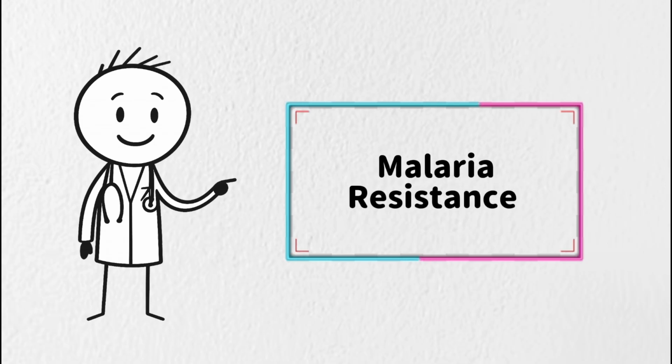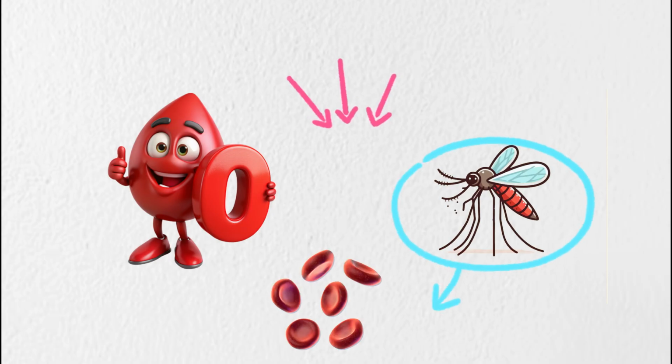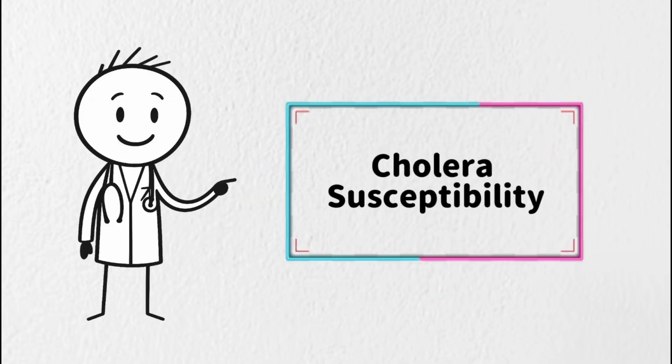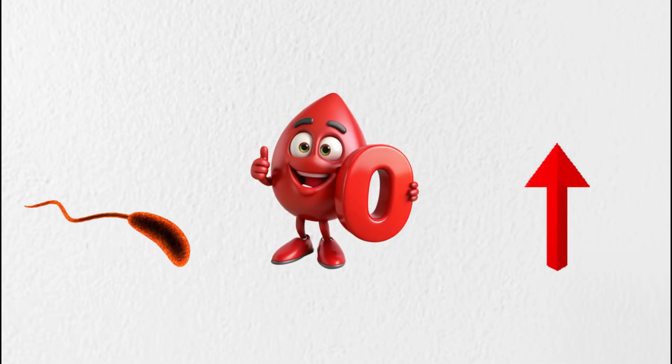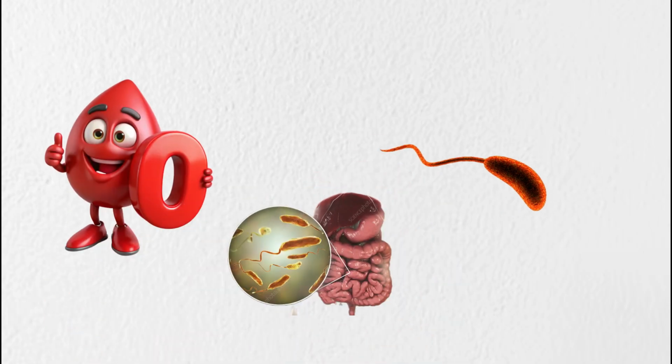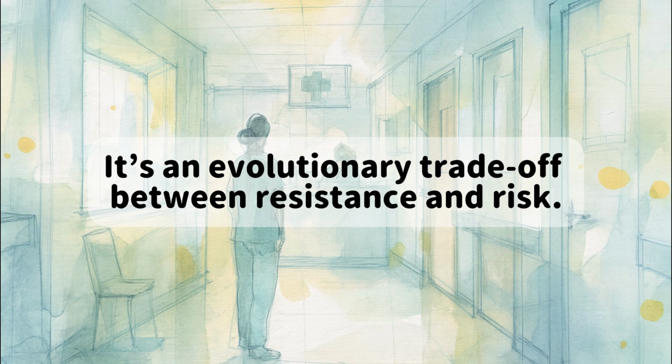Malaria resistance. Type O reduces severe malaria risk. This occurs when the parasite clumps red cells less efficiently. Cholera susceptibility. Type O increases vulnerability to cholera's toxins. They bind more tightly to O-type receptors in the gut. It's an evolutionary trade-off between resistance and risk.